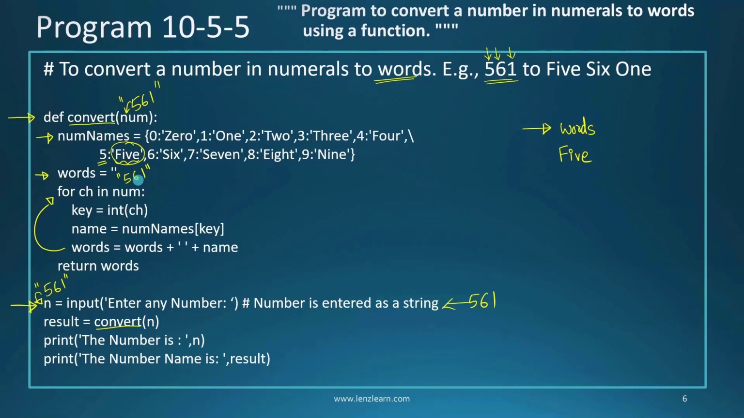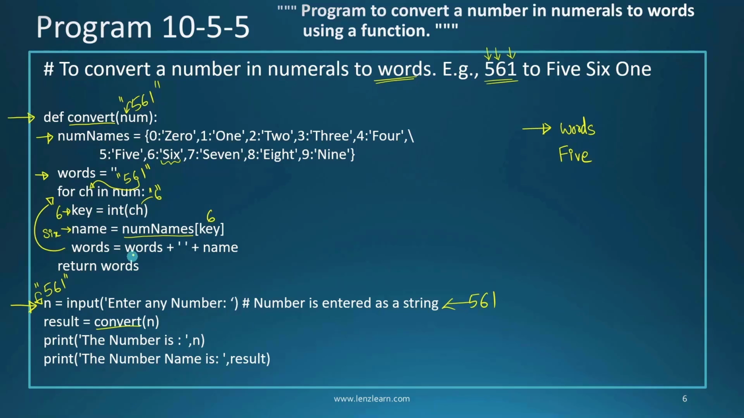Now for will take the next character 6 and load it into ch. So now I will convert the string 6 into an integer and number 6 will be loaded into variable key. After that, I will go to the num_names dictionary with key value 6. So now we can see with key 6, the value stored in that item is SIX. So that will be stored into variable name. So now variable name has the word SIX in it.